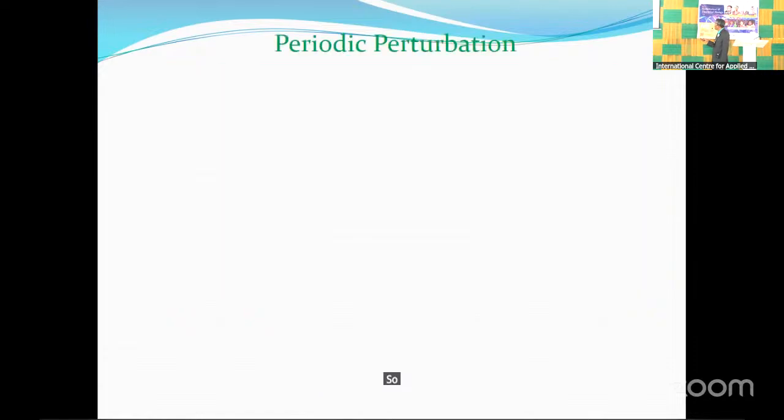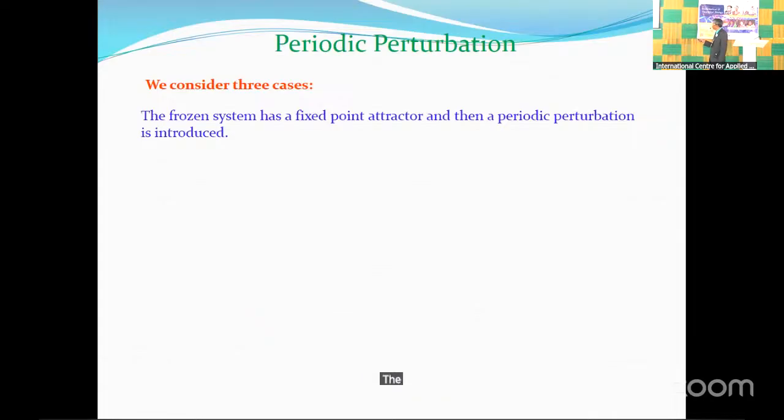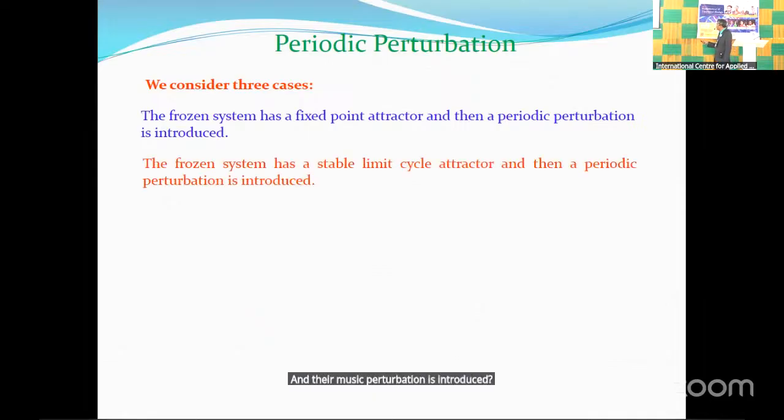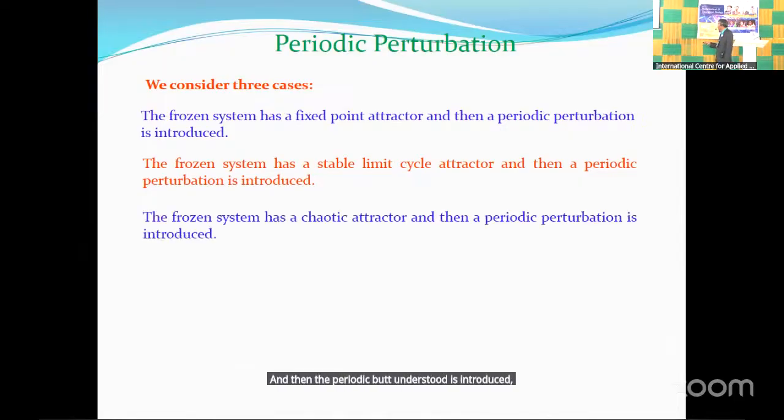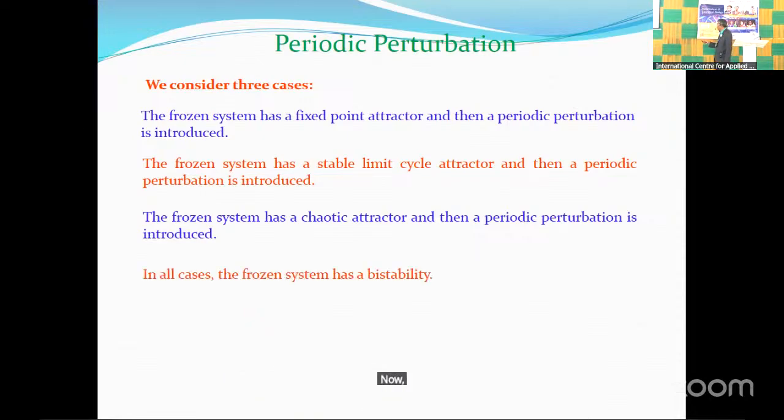So now we will introduce periodic perturbations. We will consider three cases. The frozen system has a fixed point at that time, and then a periodic perturbation is introduced. The frozen system has a stable limit cycle, and then a periodic perturbation is introduced. The frozen system has a chaotic attractor and then a periodic perturbation is introduced. In all cases, the frozen system has bistability. By frozen system, I mean the autonomous system. And when you introduce the time dependent parameter, we call this system an open system.